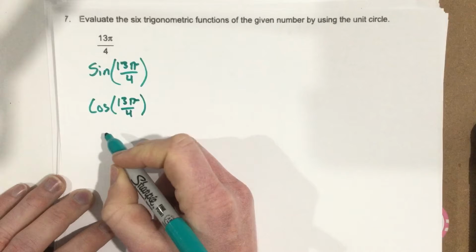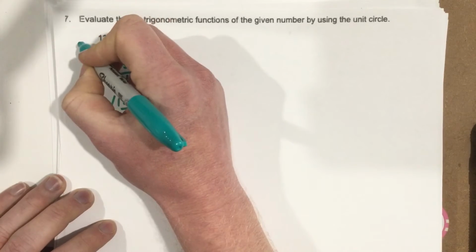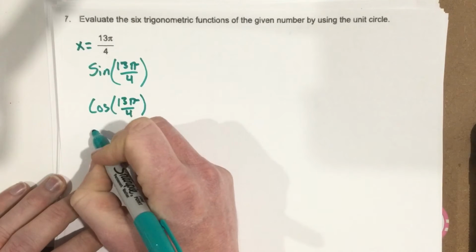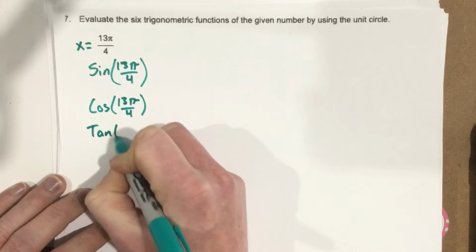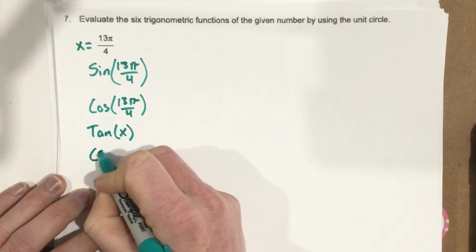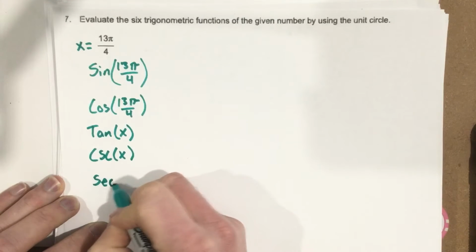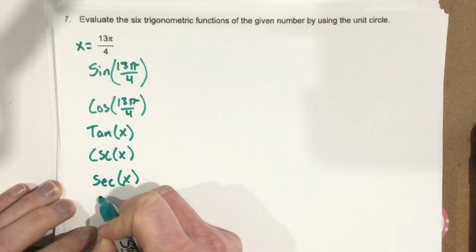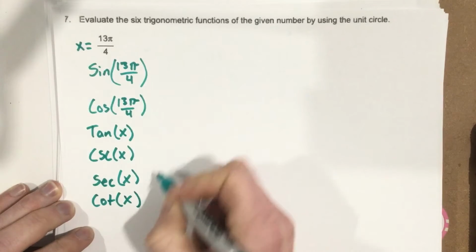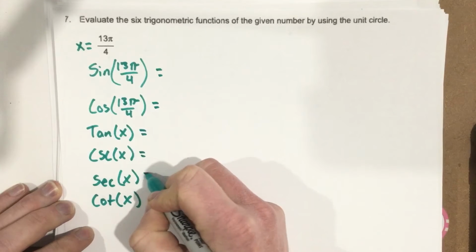Because I'm sick of writing this 13 pi over 4, I'm going to say that x equals this. And they want us to find tangent x, which keep in mind just means tangent of 13 pi over 4. They want us to find cosecant x, secant x, and cotangent x, which just means 13 pi over 4. I hope everybody's okay with that.